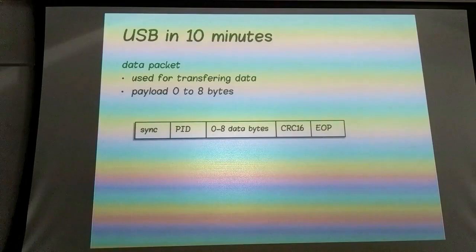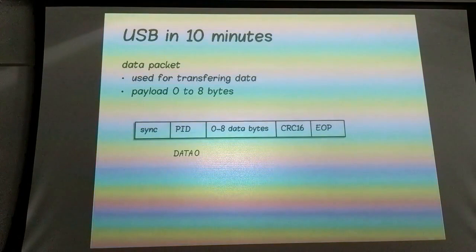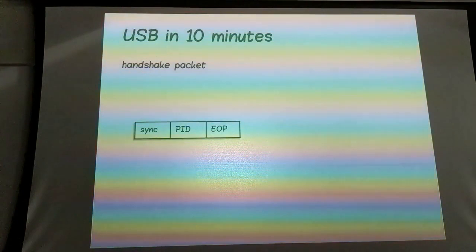Then we have a data packet. It is used whenever we need to transfer some data. The payload may be 0 up to 8 bytes long. Error check is based on CRC16, which is appended to the payload. If more bytes need to be transferred, they have to be split in several data packets.